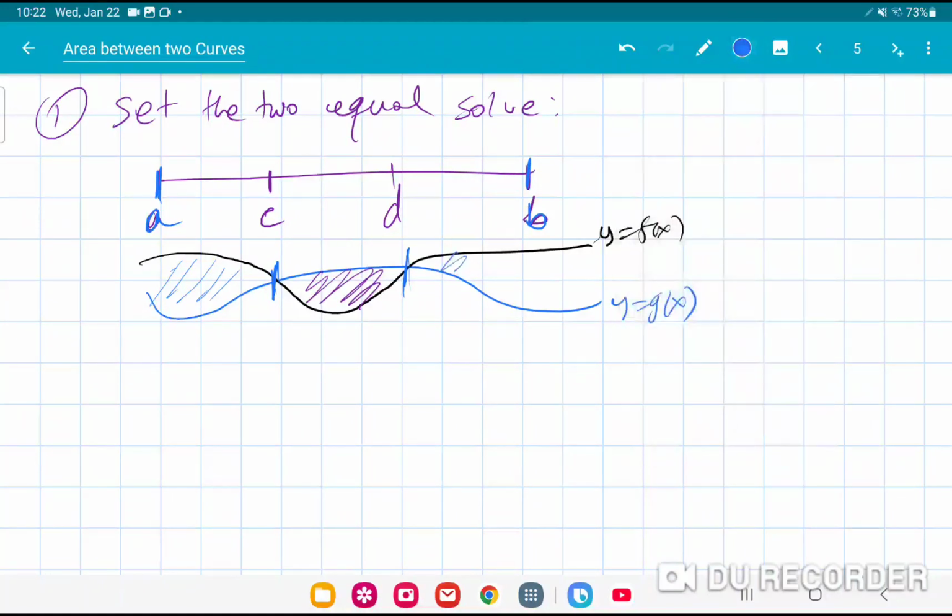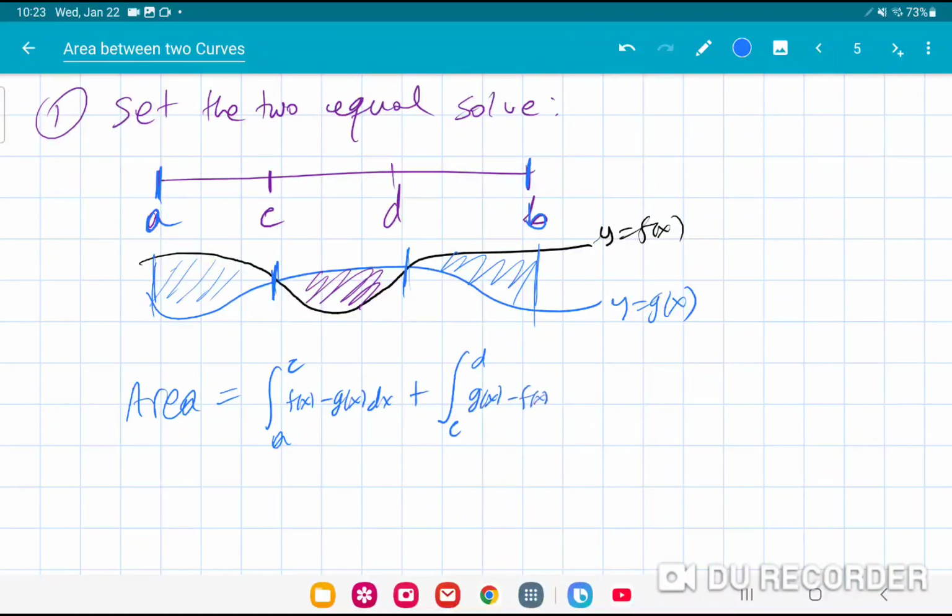Once you do figure out which one is the top function and which one is the bottom function, then the area is really the integral from a to b of the top minus the bottom. But in this particular case, you're going to do from a to c of f minus g, plus from c to d of g minus f, plus the integral from d to b of f minus g.